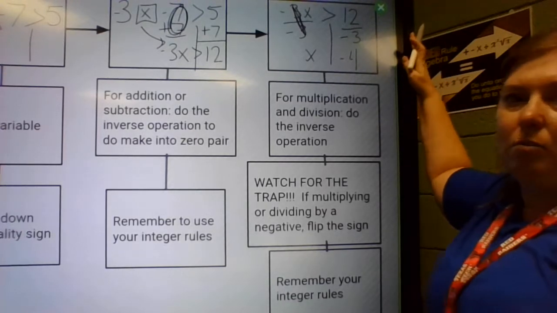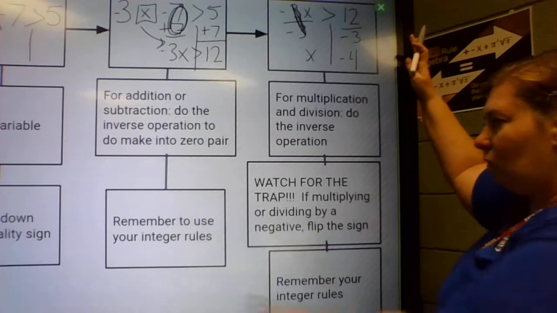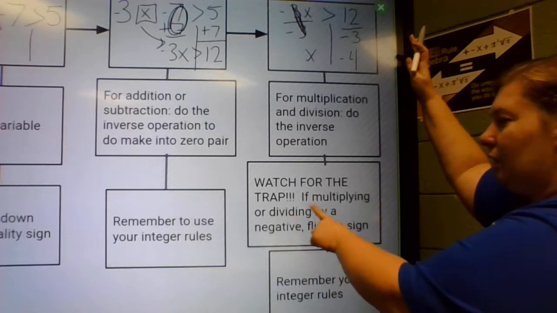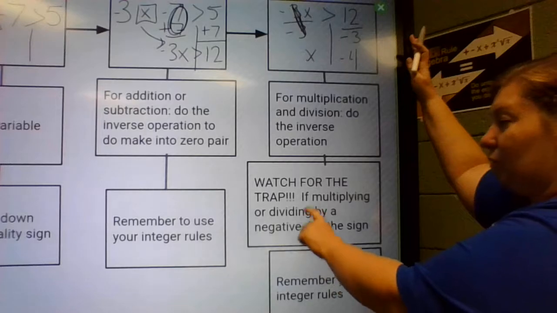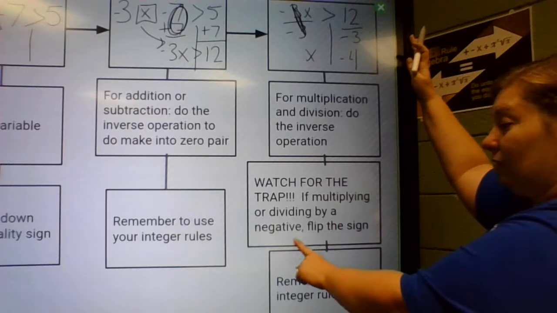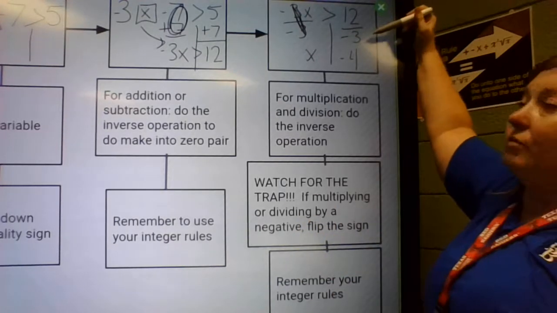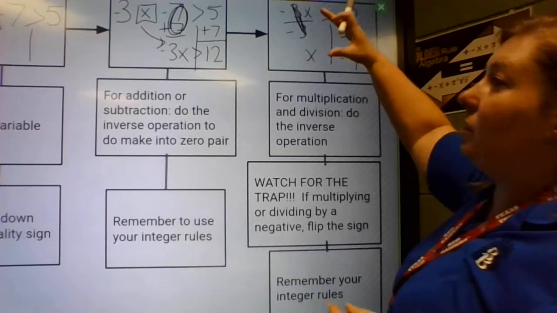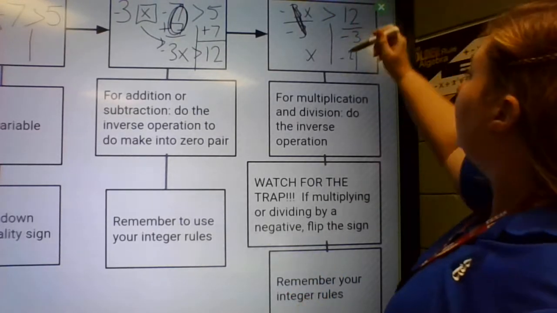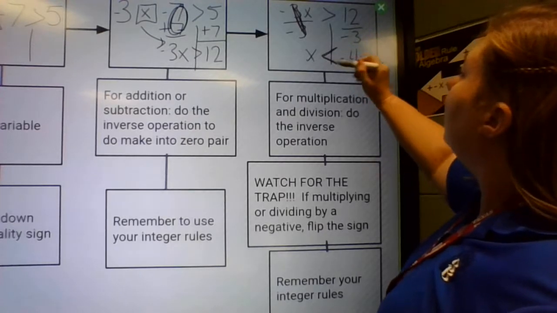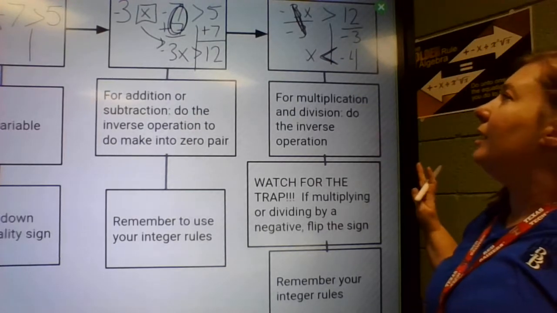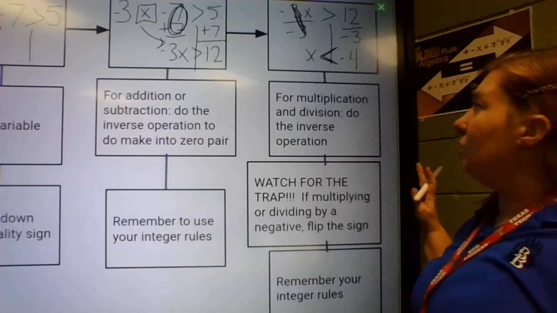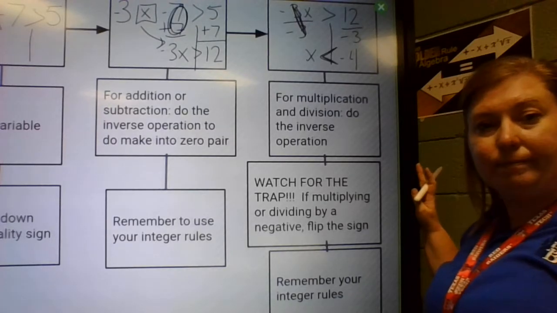And then this one I almost could fall into the trap. Watch for the trap. If you're multiplying or dividing by a negative, flip the sign. We just divided by negative 3, so I need to flip the sign. Instead of going this way, it's going to turn and go the other direction. So then x is less than negative 4.